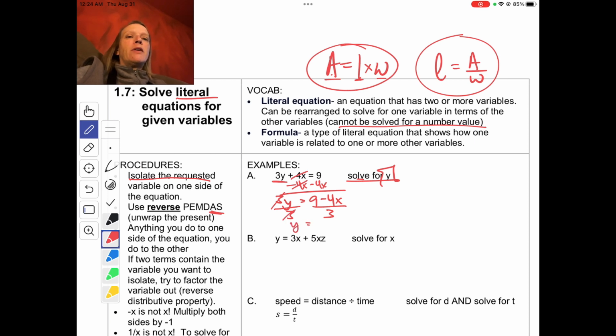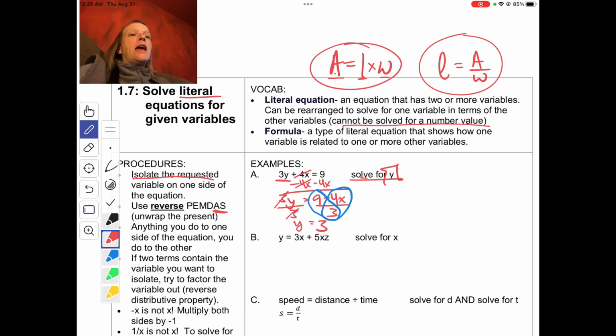But let's look at what I have here, because this is basically an example of the distributive property. That 3 is dividing the 9, but that 3 is also dividing the negative 4x. So what we're going to do here is we're going to say 9 divided by 3 is 3. But we're going to say negative 4x divided by 3 is just negative 4/3 x. And this is a good way to write the equation, leaving it as 3 minus 4/3 x.